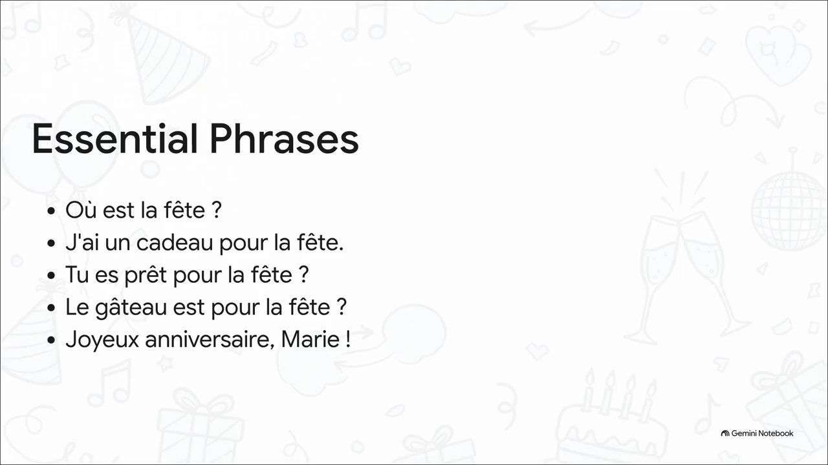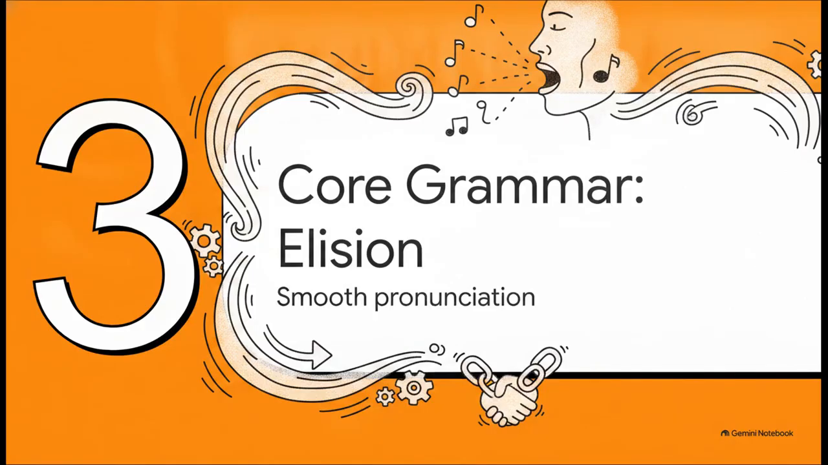These simple question and answer formats are exactly what examiners are listening for in the early stages of a TCF oral exam. If you can confidently combine core words like fête and cadeau, you are going to comfortably handle those basic everyday interactions. All right, Section 3, core grammar, focusing on elision. This is all about getting that smooth pronunciation.